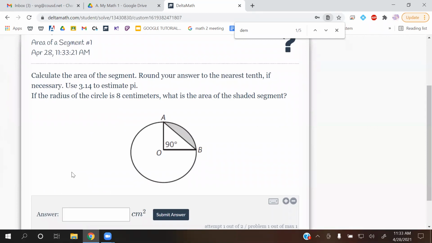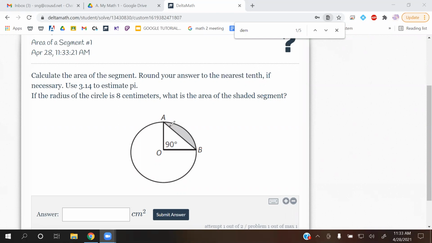Round your answer to the nearest tenth if necessary. Use 3.14 to estimate pi. If the radius of the circle is 8 centimeters, what is the area of the shaded segment? Okay, so the shaded segment is this little leaf kind of shaped slice right over here. And we have this circle and we have a triangle.